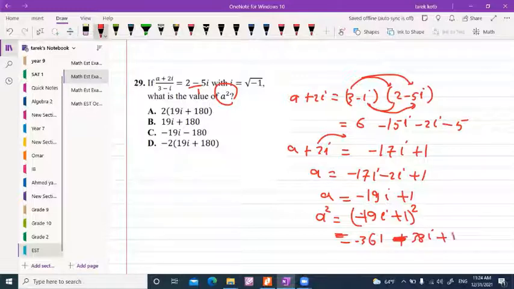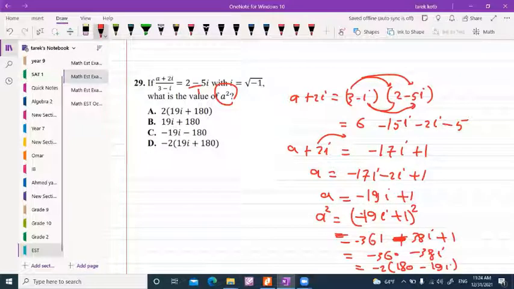Okay, if you rearrange this equation, negative 361 plus 1 equals negative 360 minus 38i, and now if you take common factor negative 2, it will be 180 minus 19i. So this will be number D.